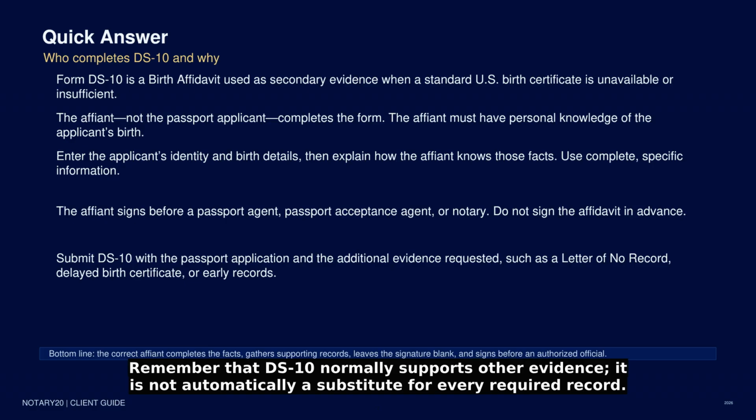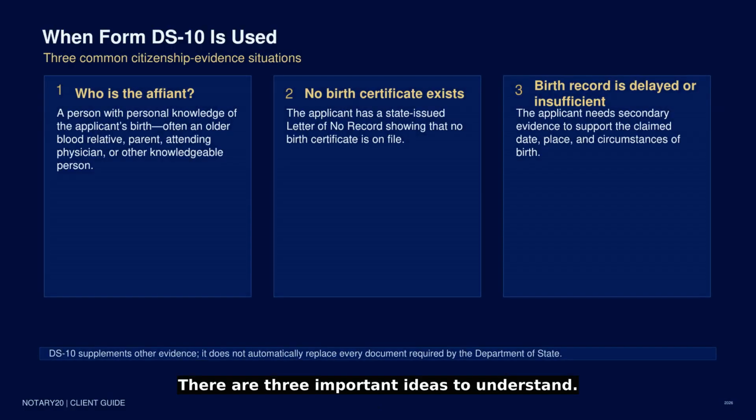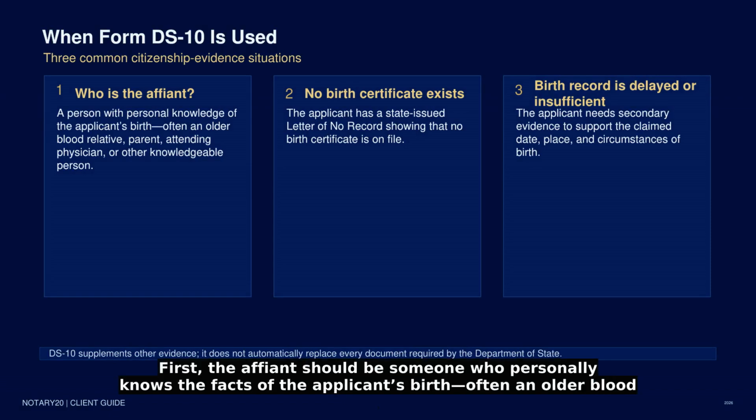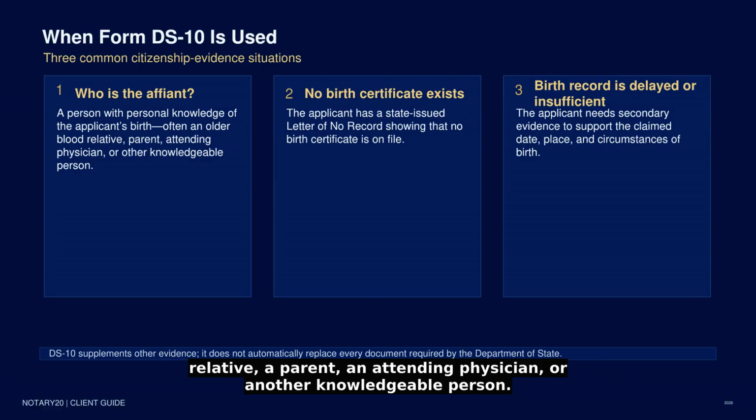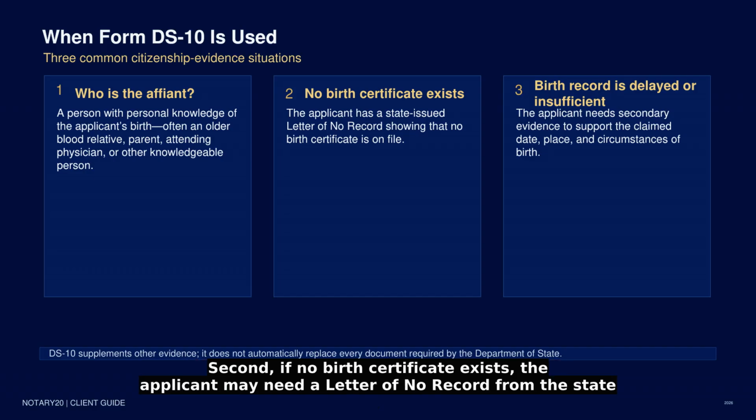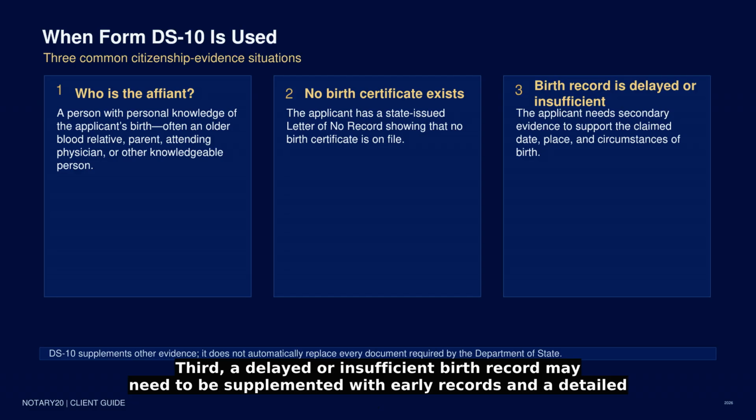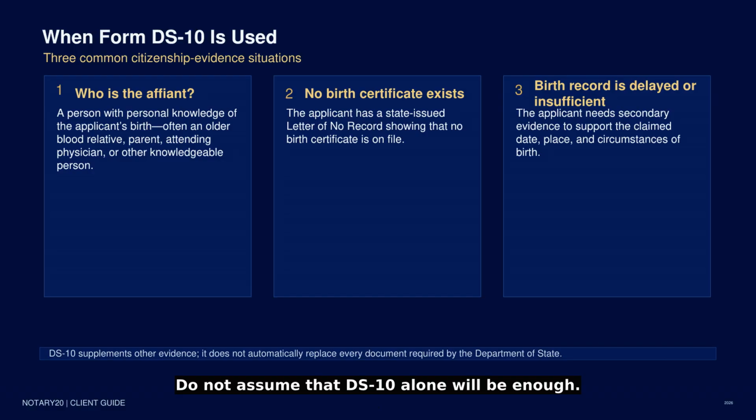There are 3 important ideas to understand. First, the affiant should be someone who personally knows the fact of the applicant's birth, often an older blood relative, a parent, an attending physician, or another knowledgeable person. Second, if no birth certificate exists, the applicant may need a letter of no record from the state registrar. Third, a delayed or insufficient birth record may need to be supplemented with early records and a detailed birth affidavit. Do not assume that DS-10 alone will be enough. The Department of State may request more evidence based on the individual case.